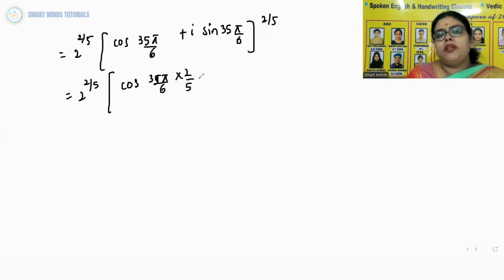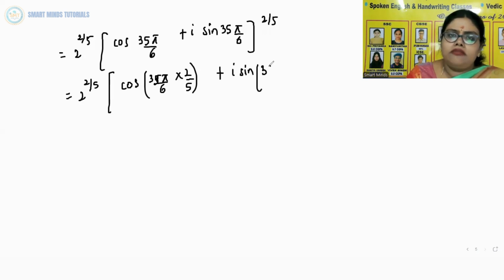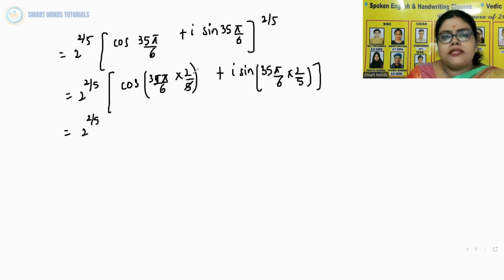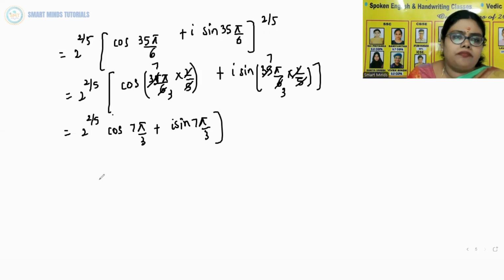So the angle will be multiplied with 2 by 5, plus i sine 35 pi by 6 into 2 by 5. So that is 2 power 2 by 5 into, if you cancel this, 5 ones are 5, 7 twos are 7... 2 ones are 2, 3 sevens are... here also, 2 ones are 2, 3 threes are, 5 ones are 5, 7 fives are. So that is cos 7 pi by 3 plus i sine 7 pi by 3.